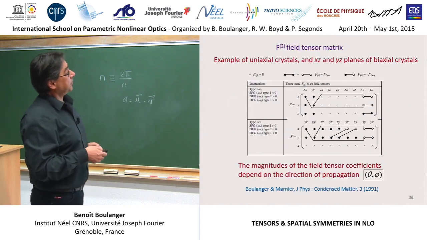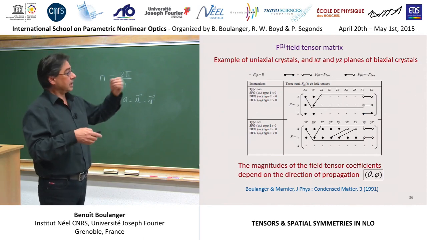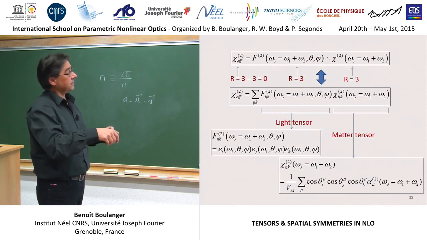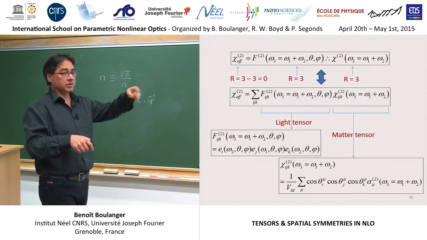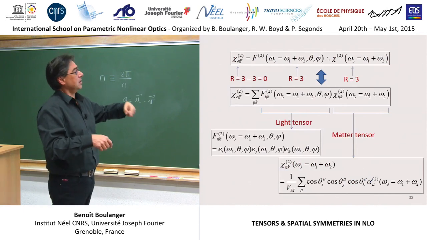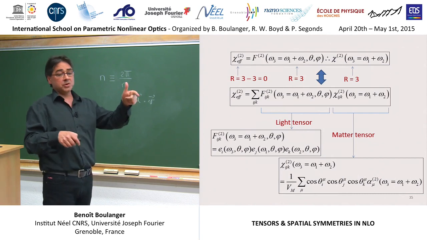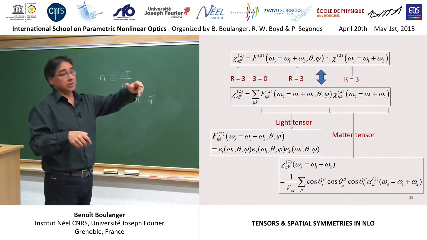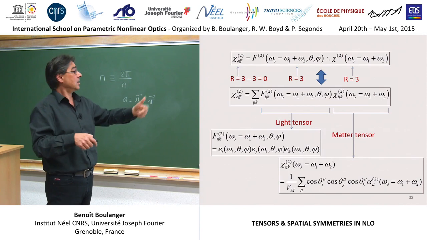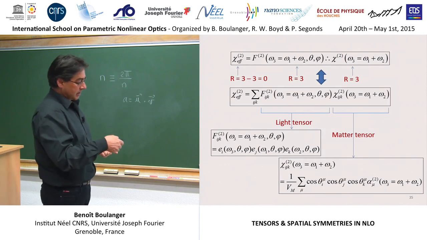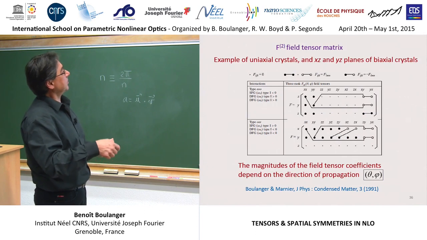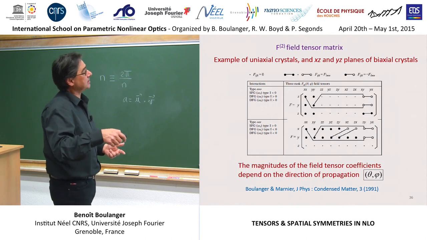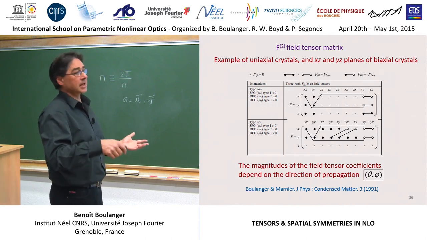So now, if you calculate this coefficient here, it's not difficult. Theta and phi are the angles of spherical coordinates of the unit vector, of the wave vector. And so, according to the index surface, you calculate the orientation of the different electric field vectors. And you multiply these, and you obtain these things. So, for example, in the case of uniaxial crystals and in the X, Z, or Y, Z planes of biaxial crystals, you obtain these nice tensors.